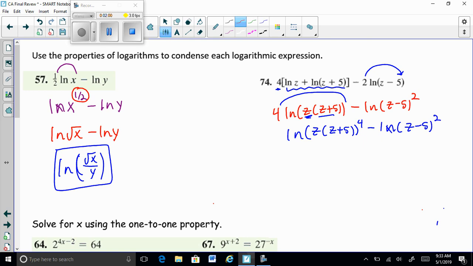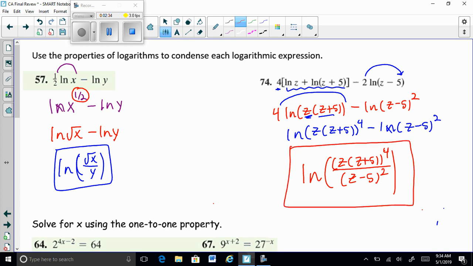And so the last thing we want to do is bring this together as a quotient, just like the previous one. So our final result is natural log, and so the top's got quite a bit going on. We got z times z plus 5, all raised to a power of 4. Like I said, you could actually put the 4 on both of these individually if you want to, but it's fine just to leave it like that. And then on bottom we have z minus 5, all raised to a power of 2 right there. And there you go.